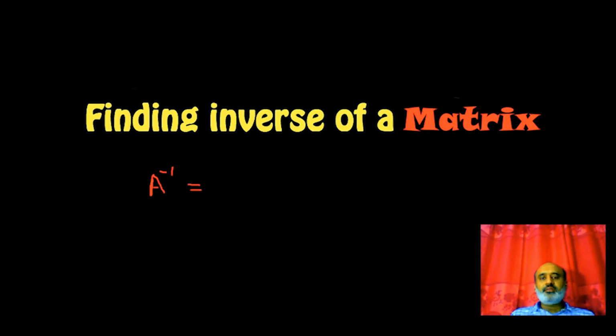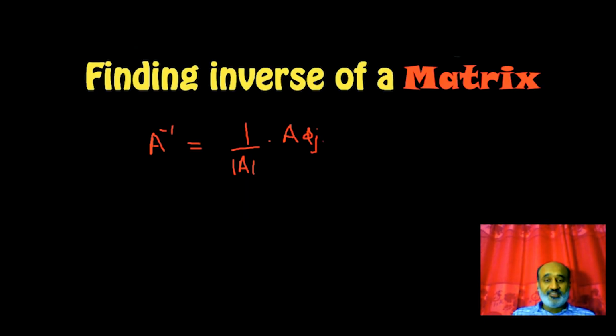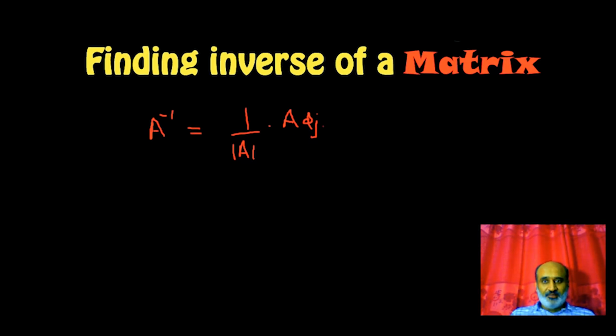So A inverse is 1 by determinant, the mod bracket, into adjoint. Apologies for the writing because I'm using this after quite a long time. I hope I will get used to it again. So the formula is you need to divide the adjoint of a matrix by the determinant.